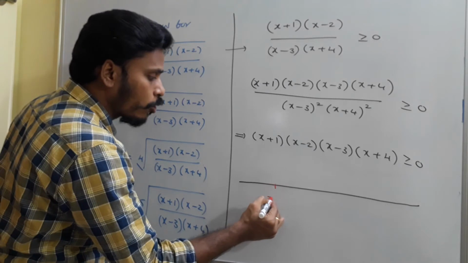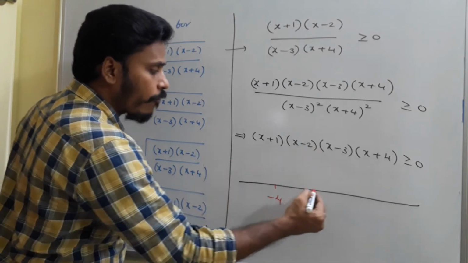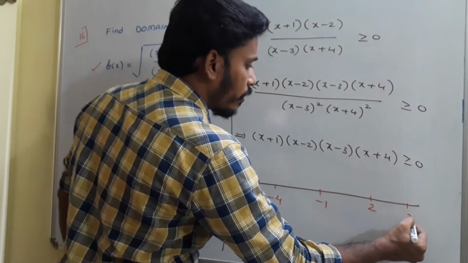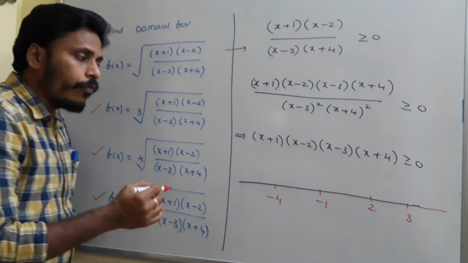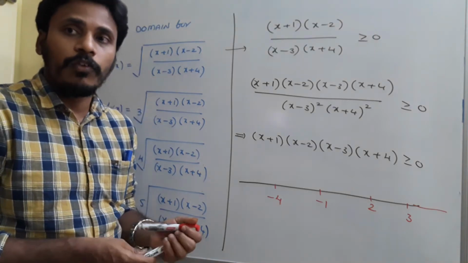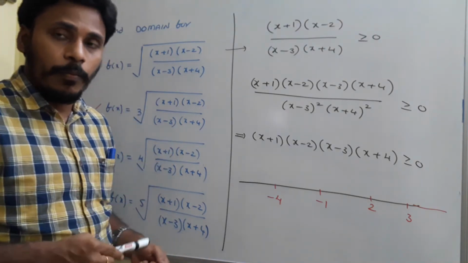You just mark all those points. On the left side you have minus 4, then minus 1, then 2 and then 3. After marking all these points, since it is a polynomial, I think we have already learnt this from quadratics and from polynomials.